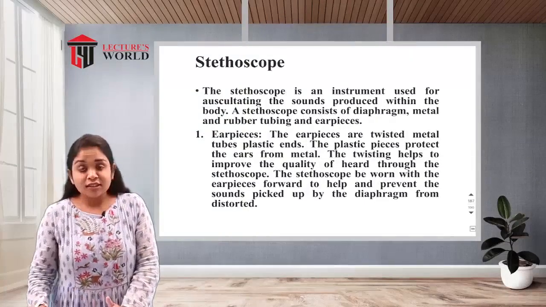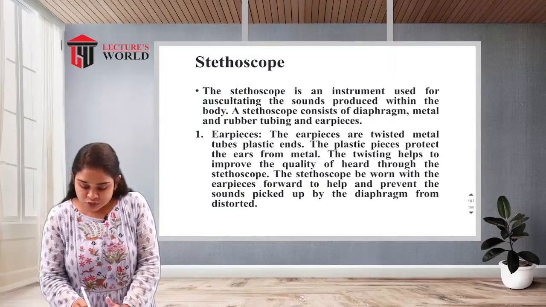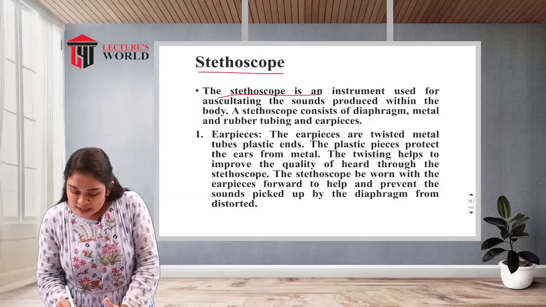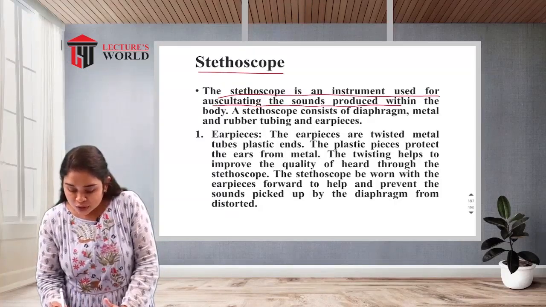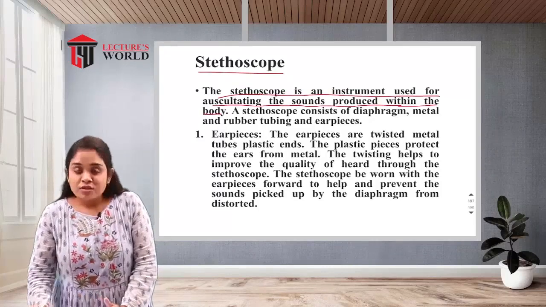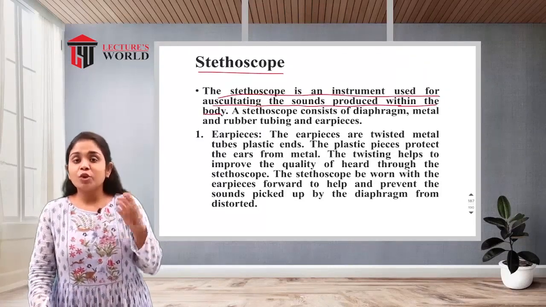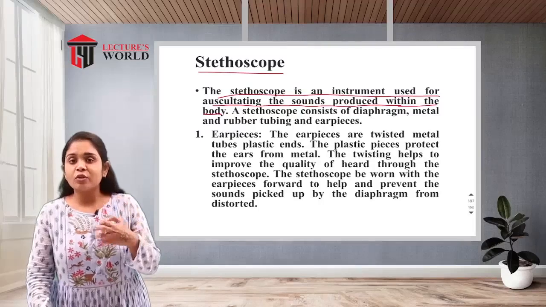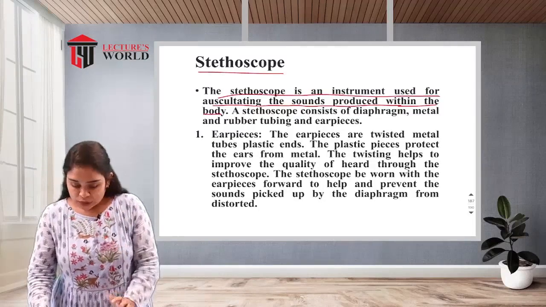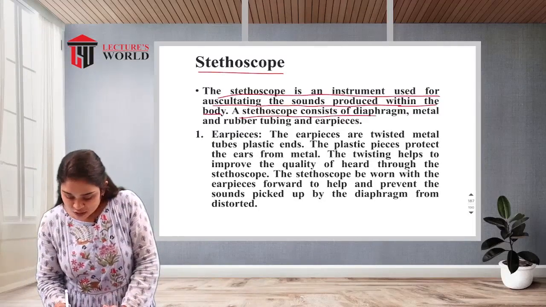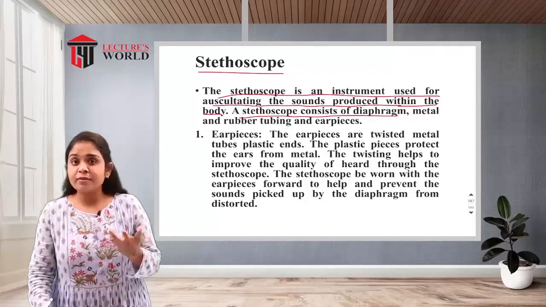Then after, another equipment we need is the stethoscope. The stethoscope is an instrument used for auscultating the sounds produced within the body. Why are we using the stethoscope? To auscultate, to listen to the sound which any body organ is producing. A stethoscope consists of different parts.